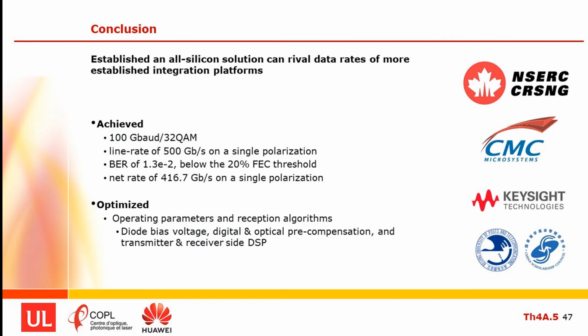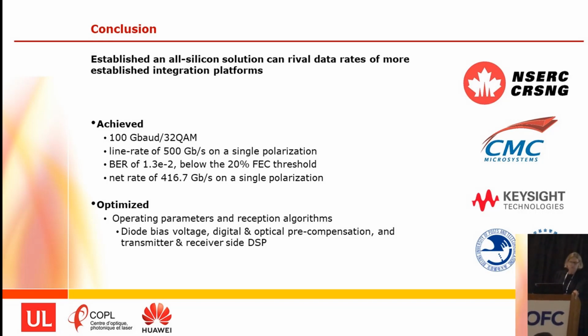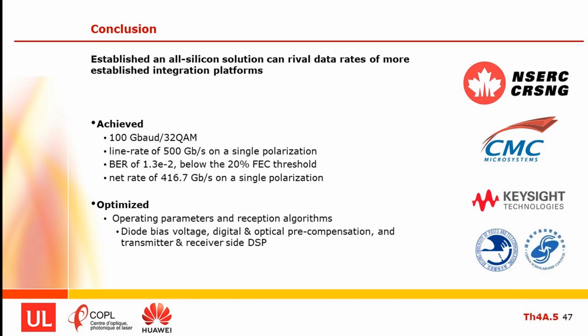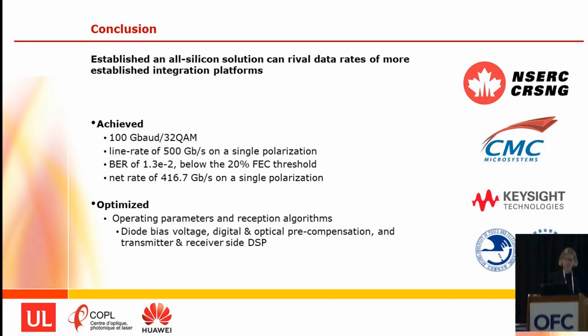So in conclusion, we've established that an all-silicon solution can rival data rates of more established integration platforms. We've achieved 100 gigabaud operation for 32 QAM, a line rate of 500 gigabits per second on a single polarization, and the bit error rate we achieved was 1.3 times 10 to the minus 2, below the 20% FEC threshold, yielding, as I mentioned, a net rate of over 400 gigabits per second on a single polarization.